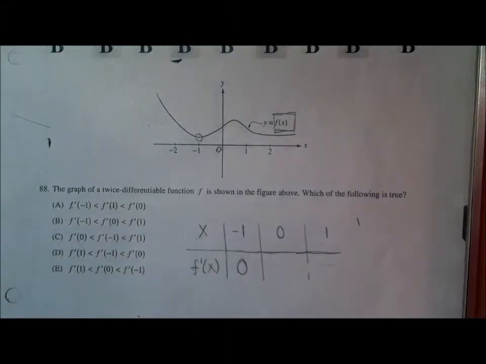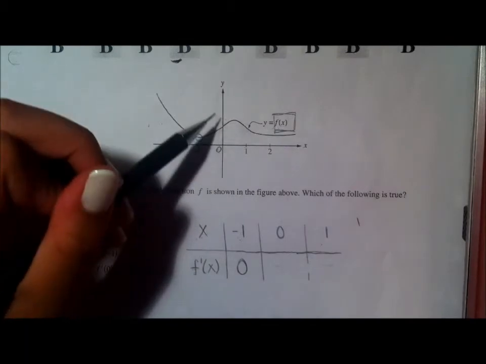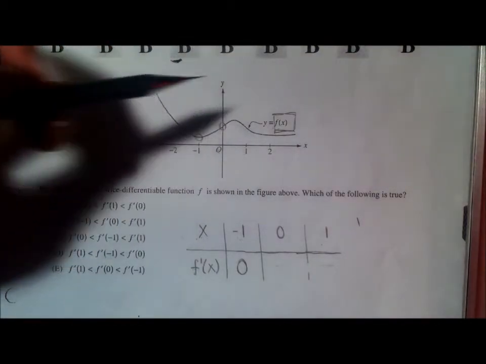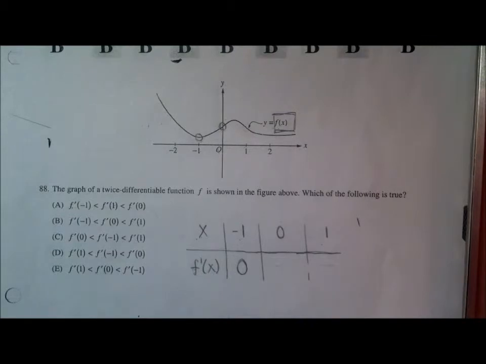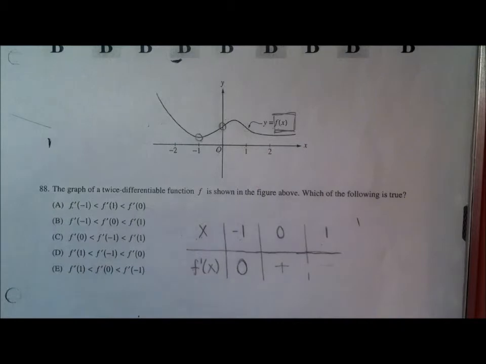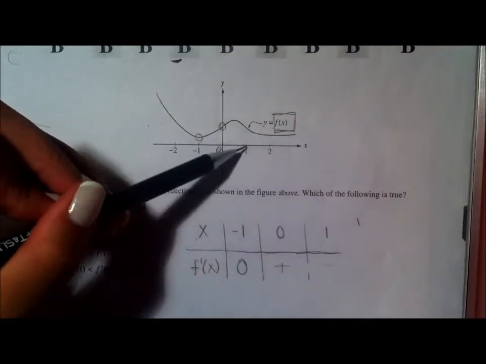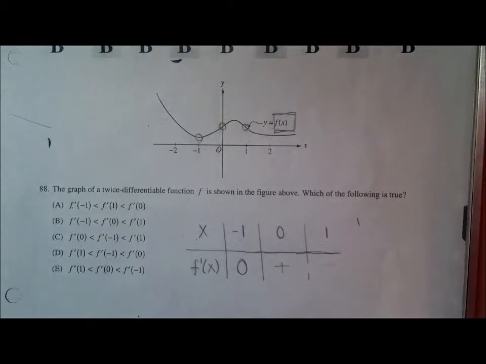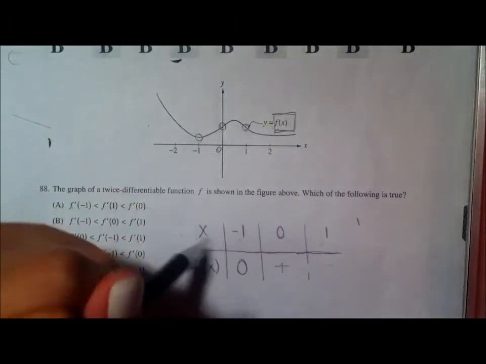Now we can look at the next point, which is x equals 0. And at x equals 0, we can see that in the area around it, the y values are actually increasing. So this means the slope is positive. So we'll write that at x equals 0, f prime of x is positive. And finally, we'll look at the x value of 1. And at x equals 1, the points around it are decreasing. The y values are decreasing. So we can say that at x equals 1, f prime of x is negative.